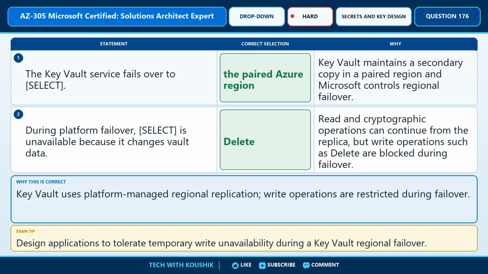The answer to the first statement is the paired Azure region. Key Vault maintains a secondary copy in a paired region and Microsoft controls regional failover. The answer to the second statement is delete. Read and cryptographic operations can continue from the replica, but write operations such as delete are blocked during failover. A useful examination rule is this. Design applications to tolerate temporary write unavailability during a Key Vault regional failover.